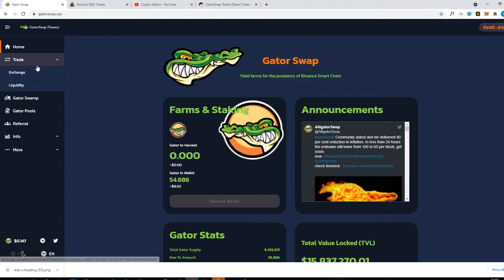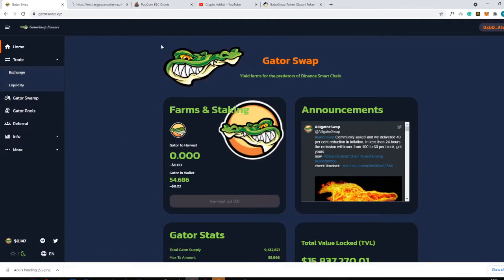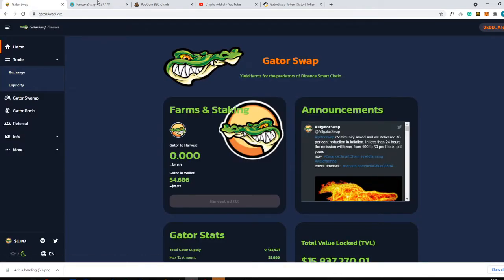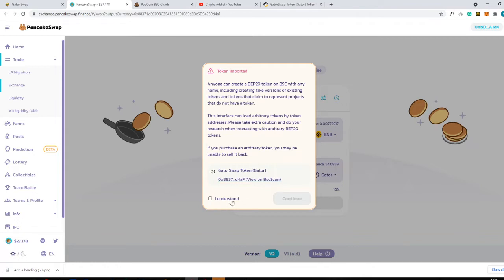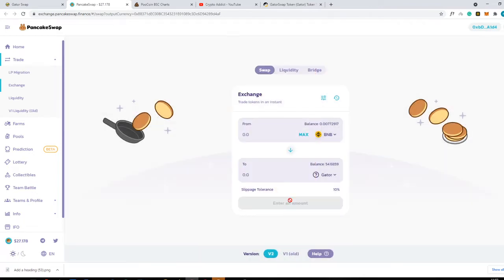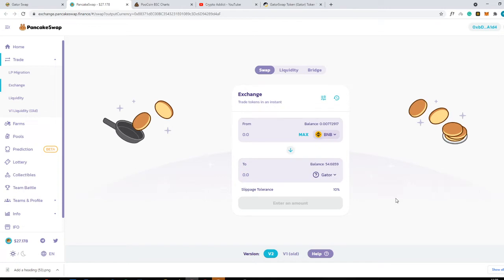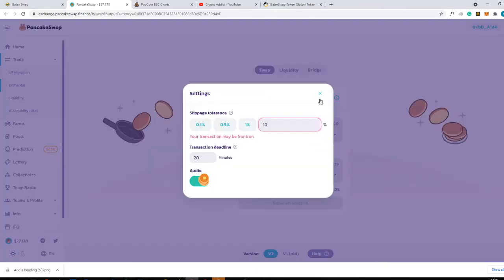So the first thing I want to show you is how you can buy Gatorswap. Just click the exchange button right here, open it in a new tab, and then just continue on this one and convert your BNB or any of your coins inside PancakeSwap into Gator. And after you've converted it, you need to have at least 10% or 12% risk tolerance.